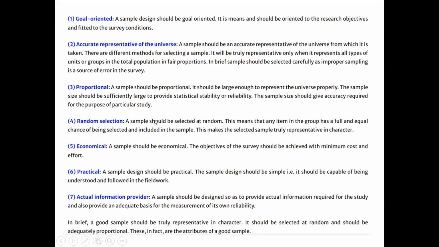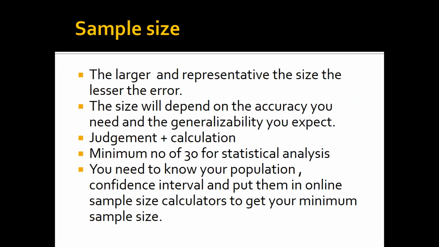So these are some of the requisites for a good sampling method: it should be proportional, randomly selected, economical, with a size that your research fund is able to meet, and practical. And the people who are providing information should be actual information providers and not fake people who are just there for the sake of being included in every study. They just say, oh, I would like to give information, but ultimately they don't have any depth for that. So with that, we are coming to the sample size.